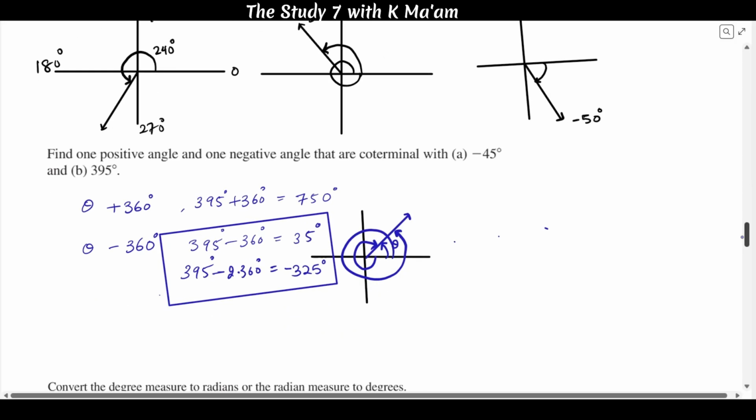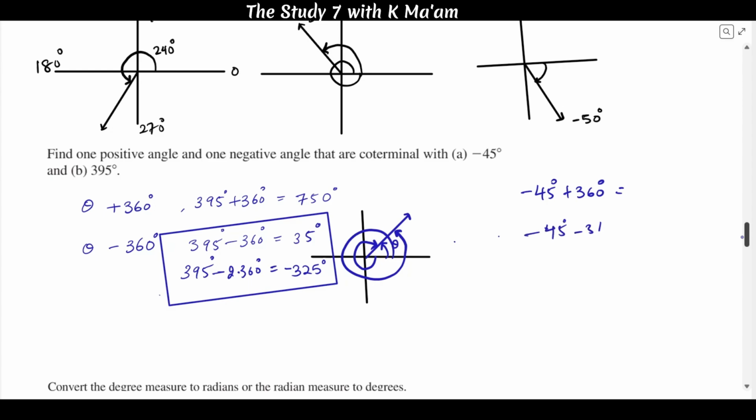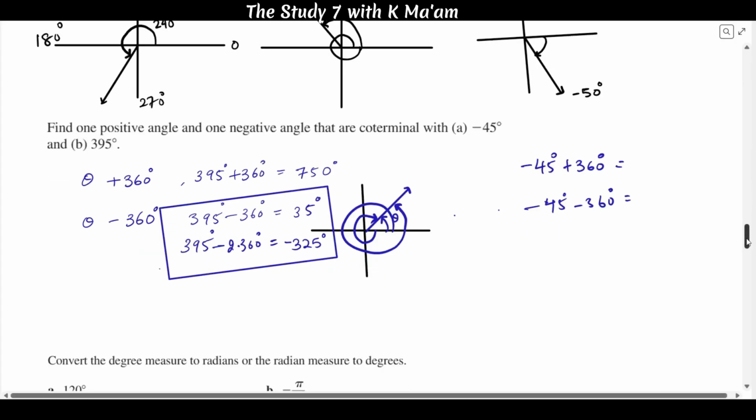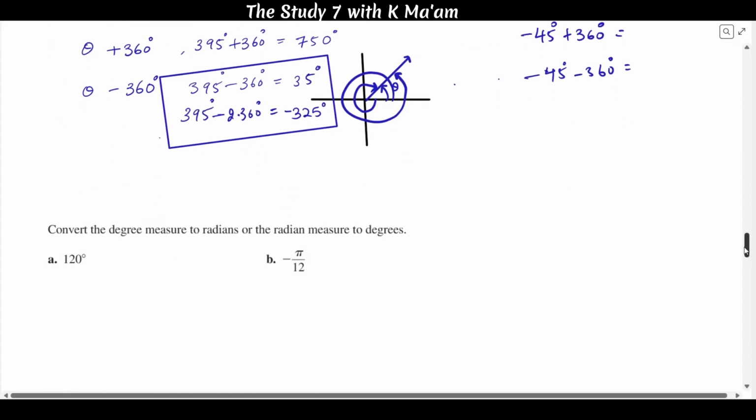Similarly, you can choose for negative 45. Just add 360, you will get a positive answer. Subtract 360, you will get a negative answer. So these two are coterminal angles for negative 45 degree.